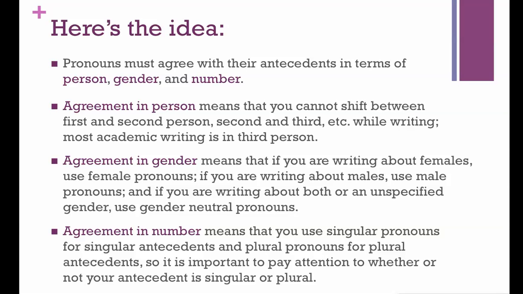Agreement in number means that you use singular pronouns for singular antecedents and plural pronouns for plural antecedents. So it's important to pay attention to whether or not your antecedent is singular or plural. This usually is only difficult when you have indefinite pronouns or when a lot of modifiers come in between the antecedent and the pronoun.